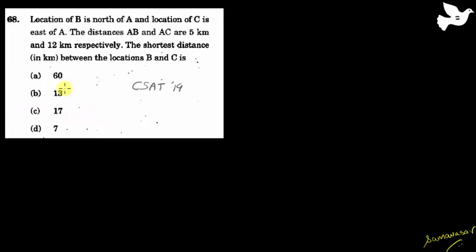Okay. This is a question again from CSAT 2014. It says location of B is north of A and location of C is east of A. So this means I have a point A and B is somewhere to the north and C is somewhere to the east. Here you have to know the directions. This is north, this is south, this is east and this is west. There are many times questions on direction, so you should know this graph.